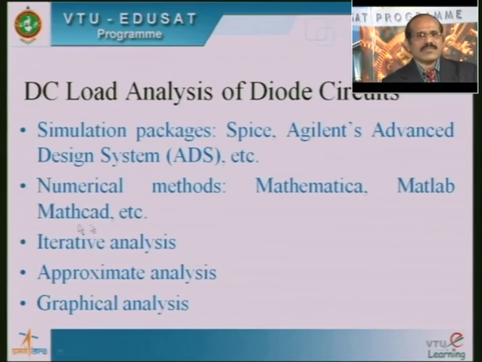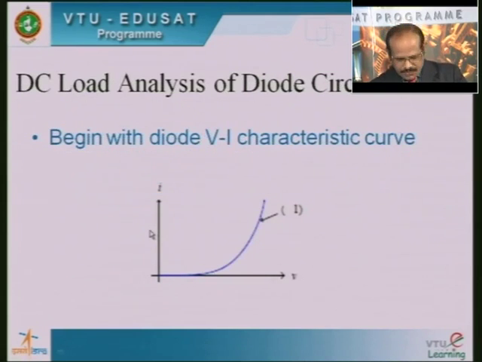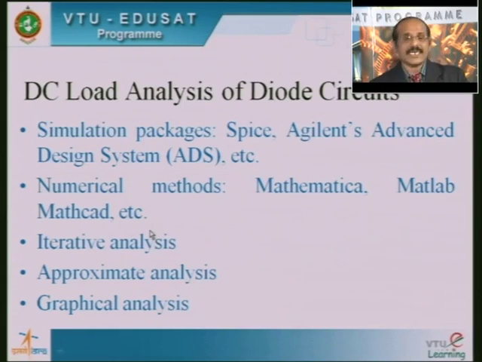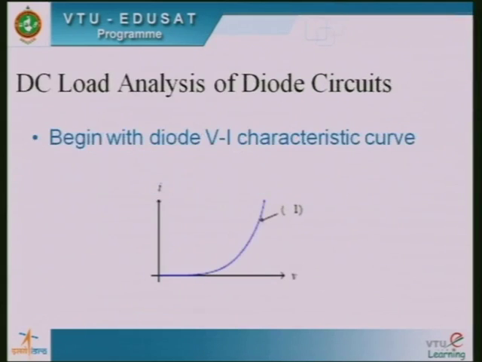The third technique used to find the solution to the earlier problem is iterative analysis. The fourth technique is approximate analysis, and the last among these is graphical analysis. In today's lecture we shall discuss graphical analysis, and how you can use it to find the DC condition in the diode circuit.